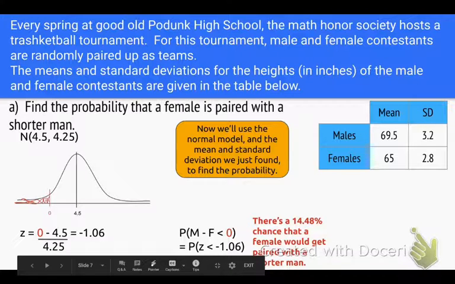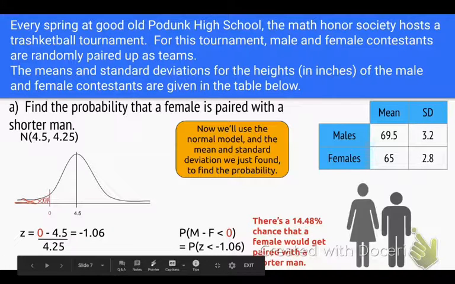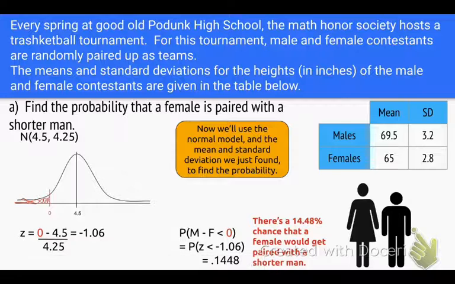Here's your notation. I don't know how to get rid of that. There we go. So your probability of male minus female is less than 0 is the same as your probability that your z-score is less than negative 1.06. Normal CDF, negative 9999999, negative 1.06 gets you 0.1448. So again, always write out your answer in context. So there's a 14.48% chance that a female would get paired with a shorter man.